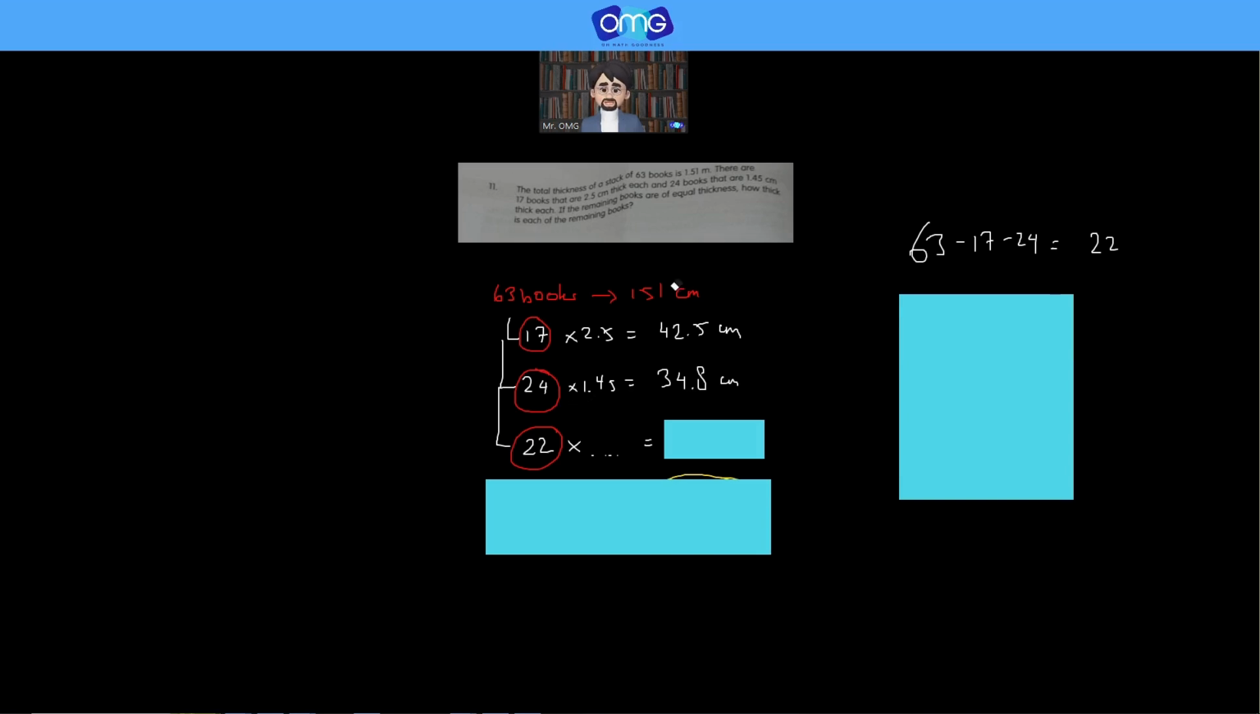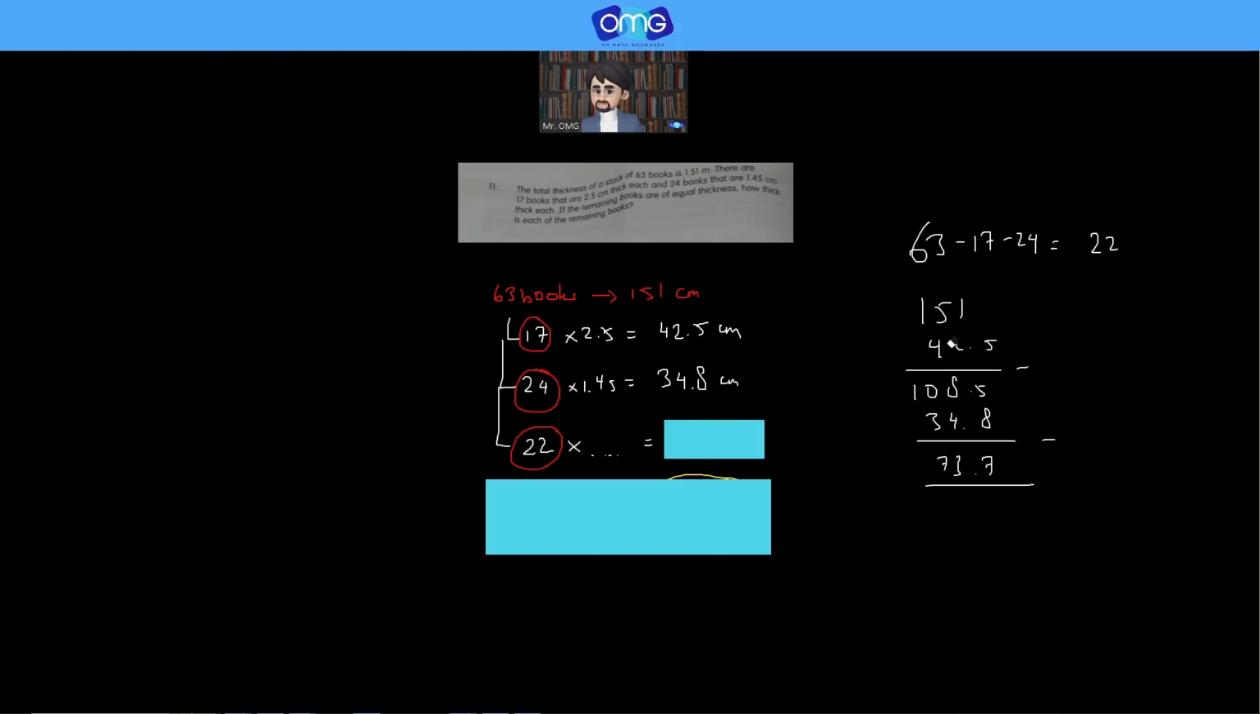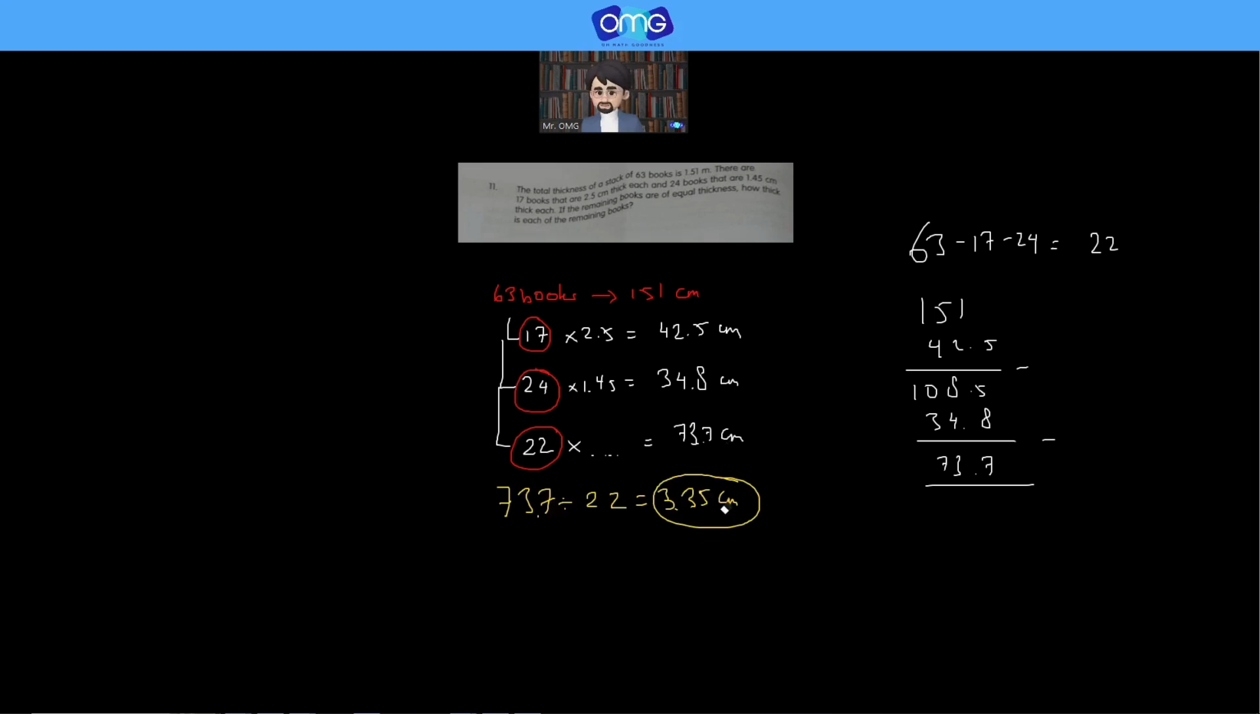To find the total thickness we can minus them all. 73.7, it's the thickness. So to count this, how? It's by division, this, and 3.35 is the answer.